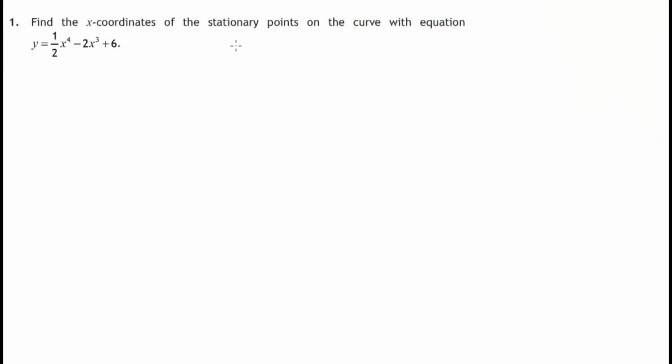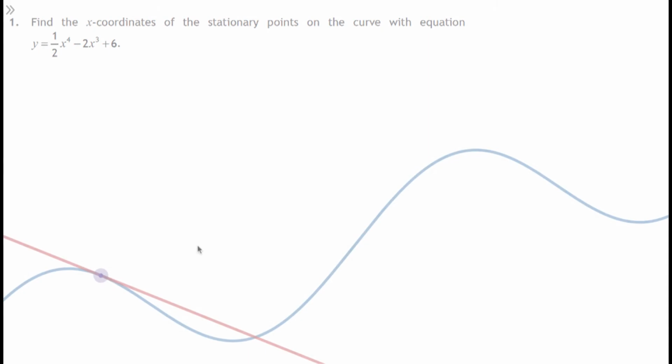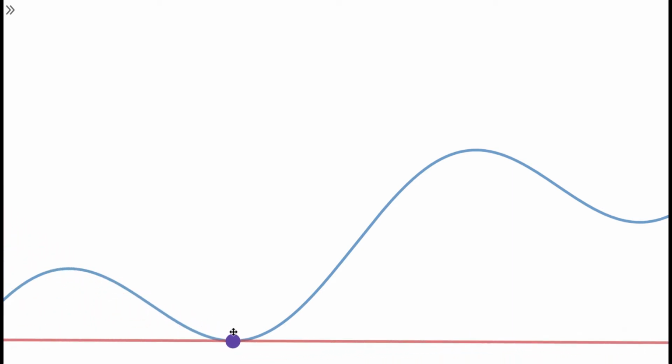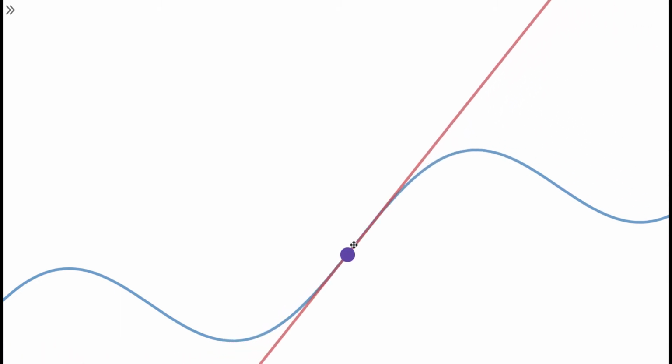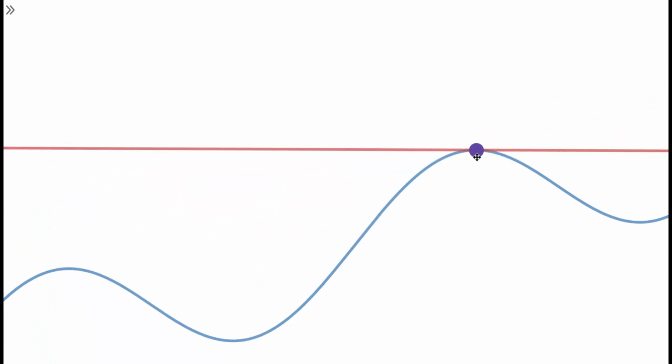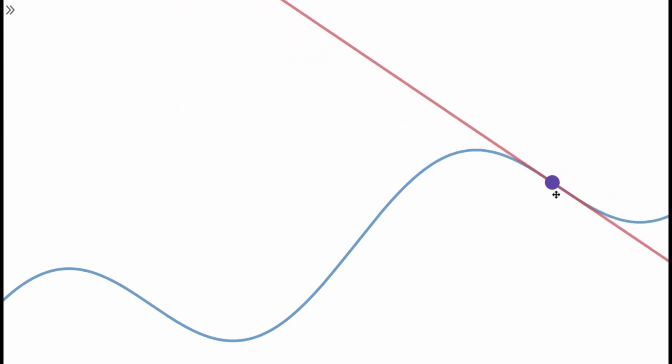In this question we're asked to find the x-coordinates of the stationary points on the curve of this equation. So let's look at what we mean by stationary points on a curve. Here we have a curve and we have a tangent to that curve. And at certain places on that curve, the gradient of that tangent is 0. And these points where the gradient of that tangent is 0 are the stationary points on that curve.